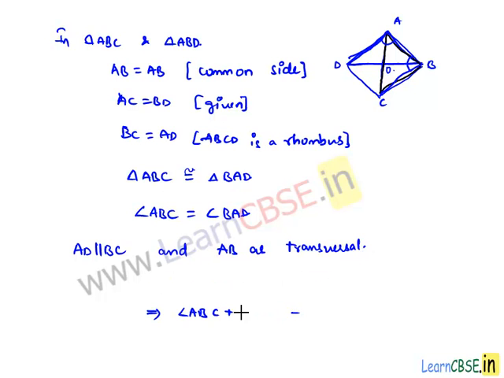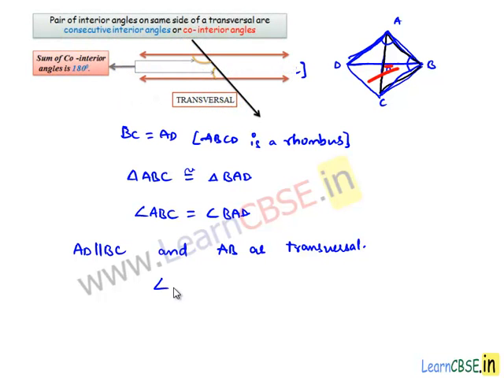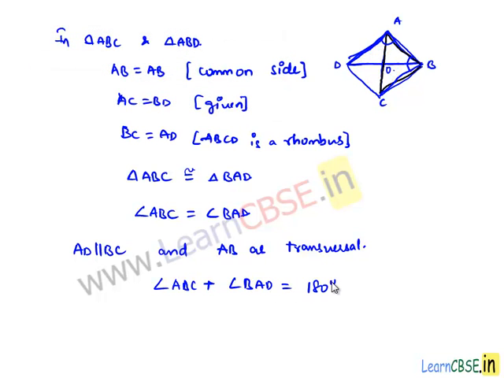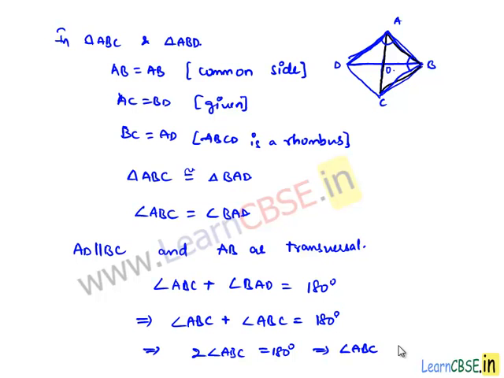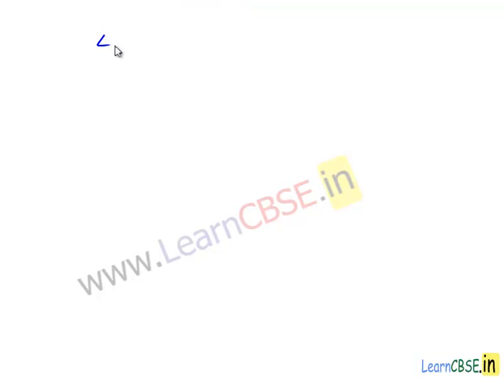we know that the sum of angles lying on the same side of the transversal interiorly is equal to 180 degrees. We can say angle ABC plus angle BAD is equal to 180 degrees, which implies angle ABC plus angle ABC, since we can replace angle BAD by angle ABC, is 2 times angle ABC equal to 180 degrees, which implies angle ABC is equal to 180 divided by 2, which is equal to 90 degrees. So finally we can say that angle ABC is equal to angle BAD is equal to 90 degrees.